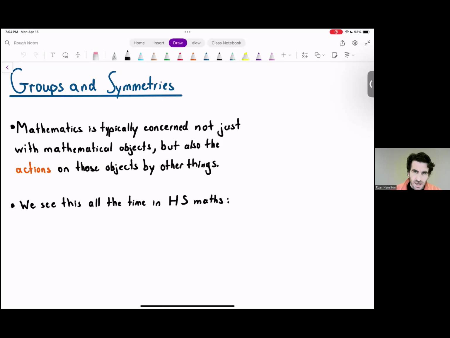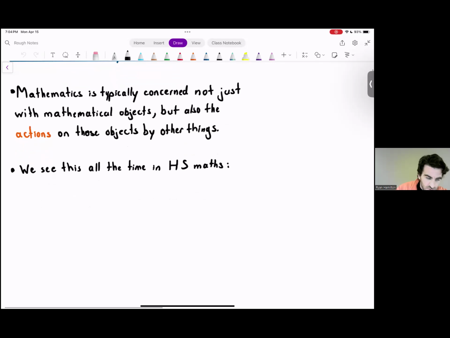And so this is not the only thing that we care about in mathematics. In fact, I would say it might be among the smaller things we care about. What we care about a great deal is not just the mathematical objects themselves, but the way that we can act on these mathematical objects with other things. And we see this all the time in high school mathematics. So an example of this is functions.